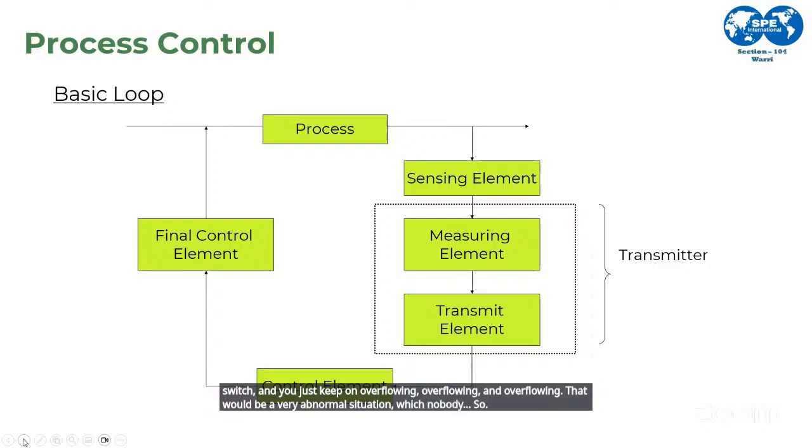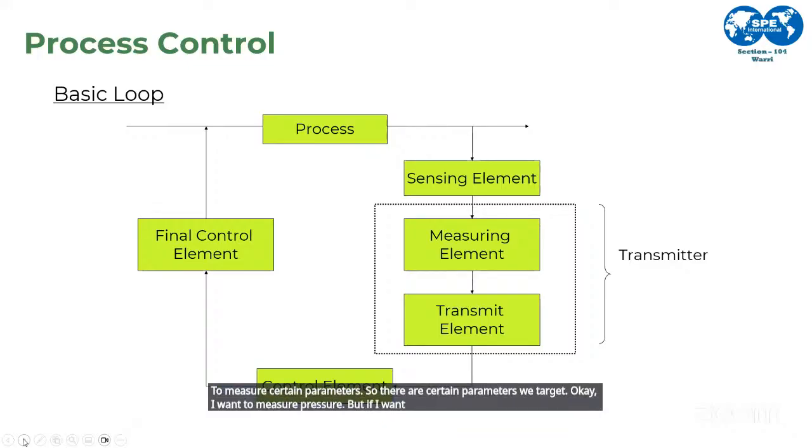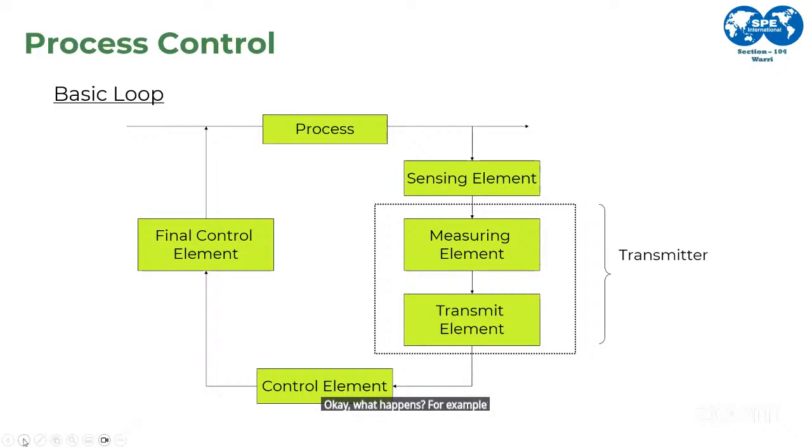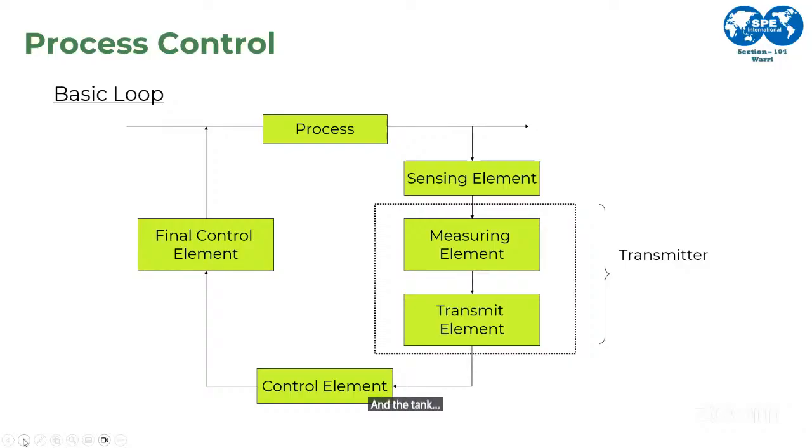So basically, because we want to ensure that the plant runs smoothly, one of the ways we do this is by using control loops to measure certain parameters. So there are certain parameters with targets. Okay, I want to measure pressure. But if I want to measure pressure, what now happens? I want to be able to compare that pressure against a set value, right? And say, okay, when it gets to this value, what now happens? For example, in our homes today, we have solar panels that are connected to pumps. Once it hits a certain level, the tank is about to get filled up, the switch just switches off power, and sometimes the tank doesn't even overflow, right? That is basically a process parameter.